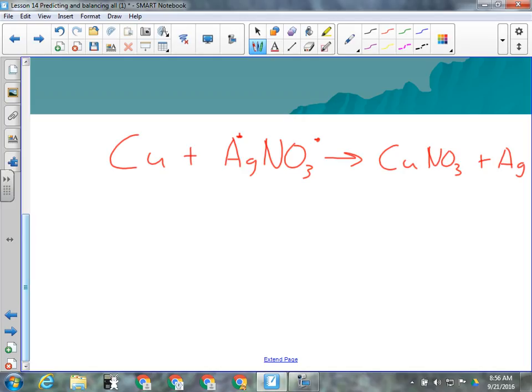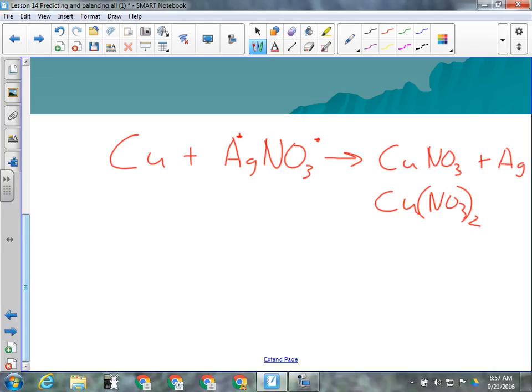I predicted this product, and that's why I'm stuck. I know copper has to go with nitrate, but I don't know if this is copper 1 or 2, so I don't know how to swap and drop it. I can't use the nitrate here to figure it out because it wasn't with copper over here. I don't know whether I should have CuNO3 or Cu(NO3)2. Either one of them is a possibility here.